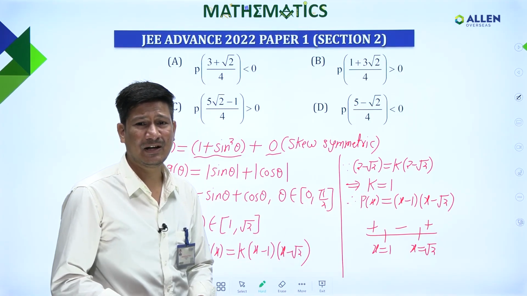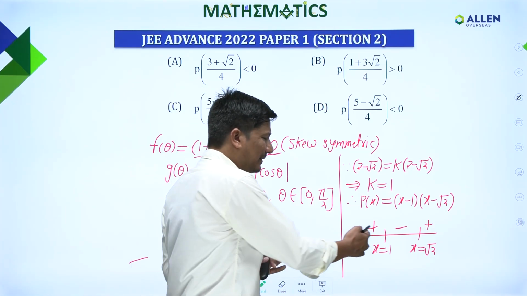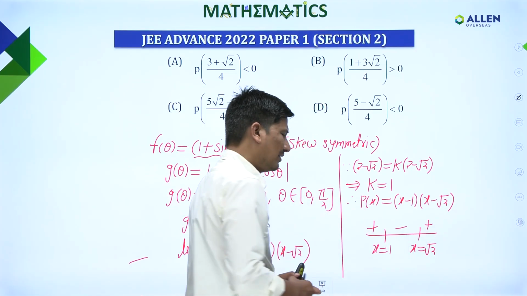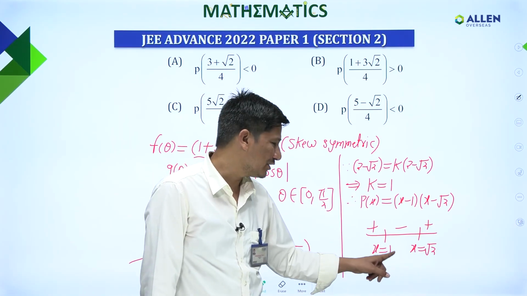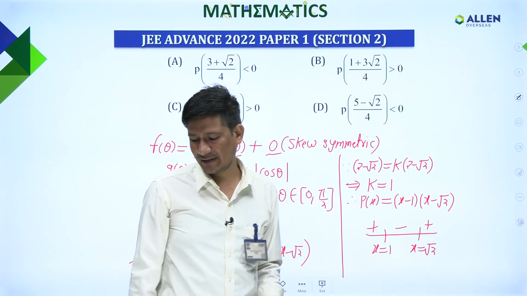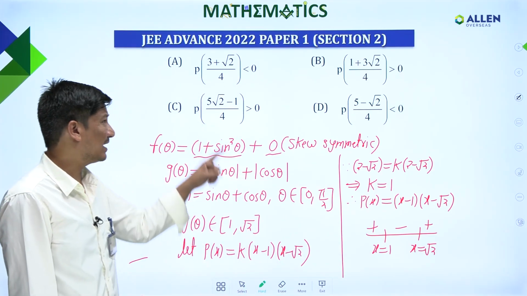Its graph will be a parabola. So when the values of x are either less than 1 or more than root 2, the value will be positive. And if any value of x lies between 1 and root 2, its value will be negative. Depending upon this, we have to check the options one by one.